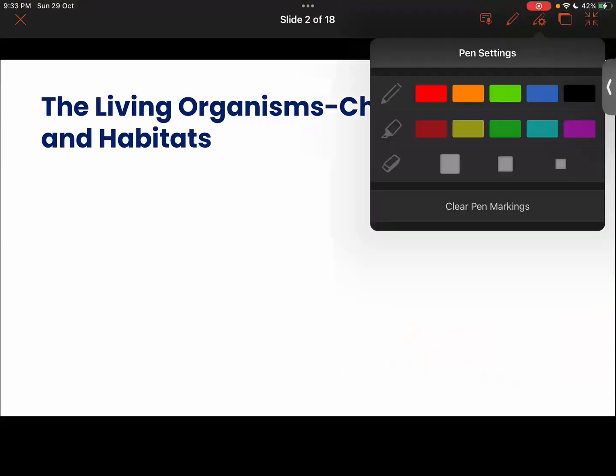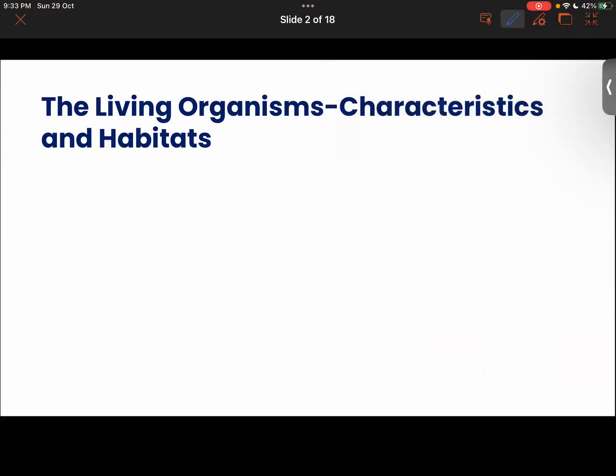We were discussing in the previous class, and we were talking about the various characteristics of a living creature, right? So quickly, do tell me what are the different features of a living organism? What were the different characteristics of living organisms which were discussed in the previous class?